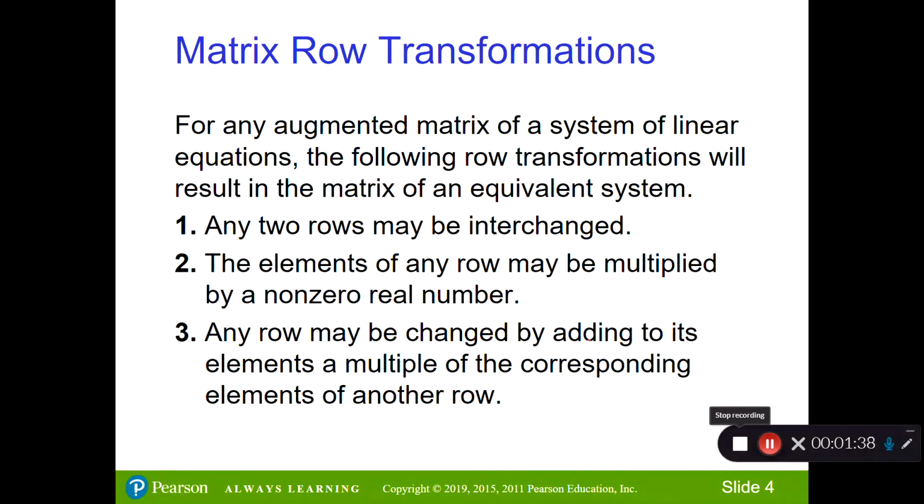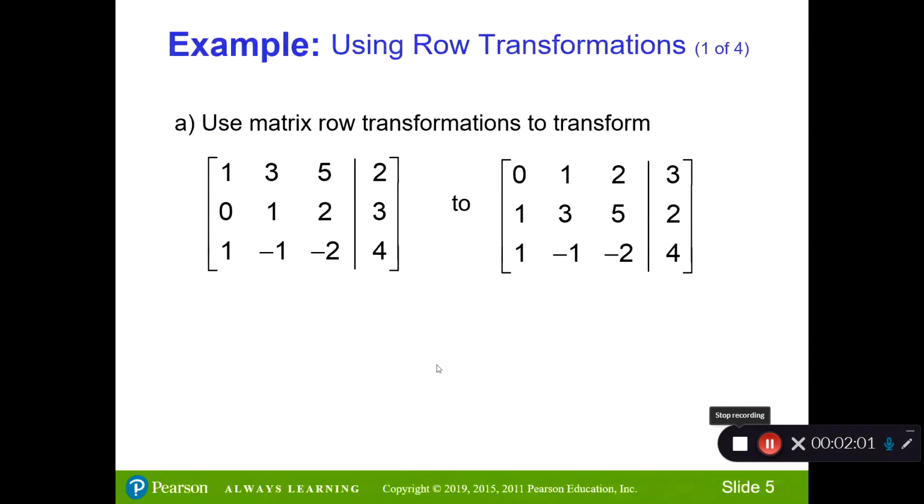Any row may be changed by adding to its elements a multiple of the corresponding elements of another row. That's what we do in the elimination in solving a system of equations. We multiply one equation by whatever we need to knock out a variable in another equation, and then that resultant is replaced in the system. It's still part of the solution to the system. So we want to use row transformations to transform this matrix into this matrix.